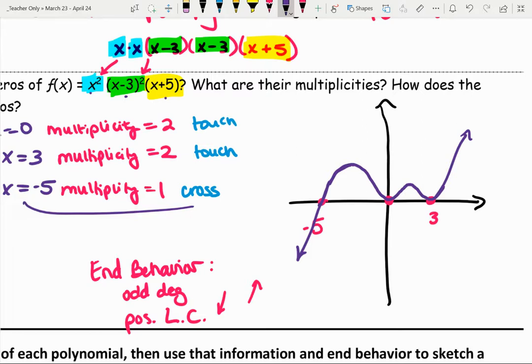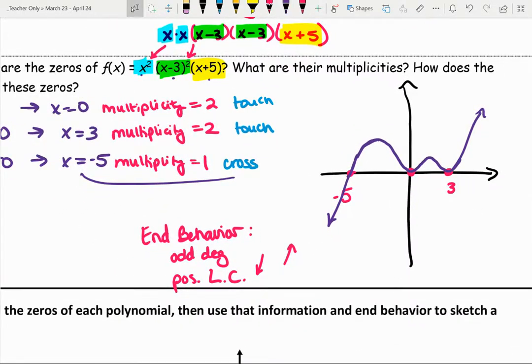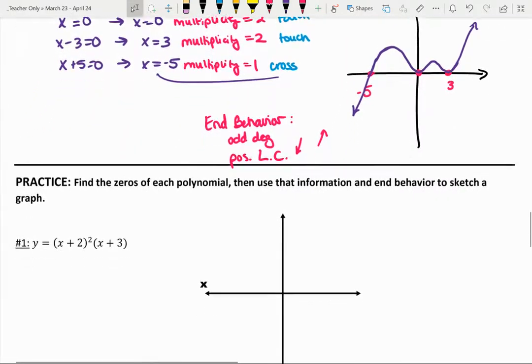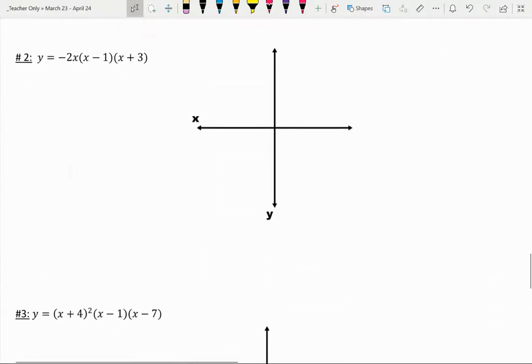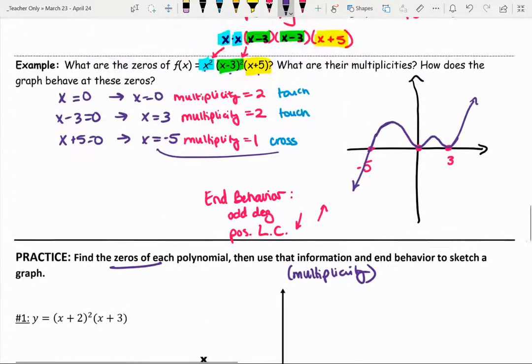So like I said earlier, there's a sense of a logic puzzle here where you're given lots of pieces of information. What's the end behavior? What are the zeros? How does it behave at those zeros? You're then asked to piece together a cohesive picture here. So with these 3 practice questions, you're doing exactly what we just did in that last example. You're not only identifying the zeros, but you're also using information about the multiplicity and the end behavior to sketch a graph. So you can check your answers here.